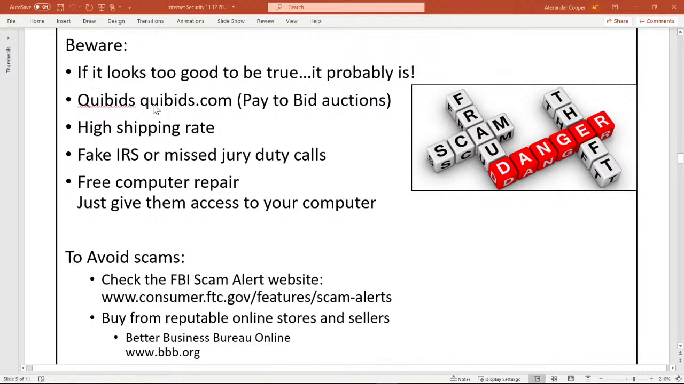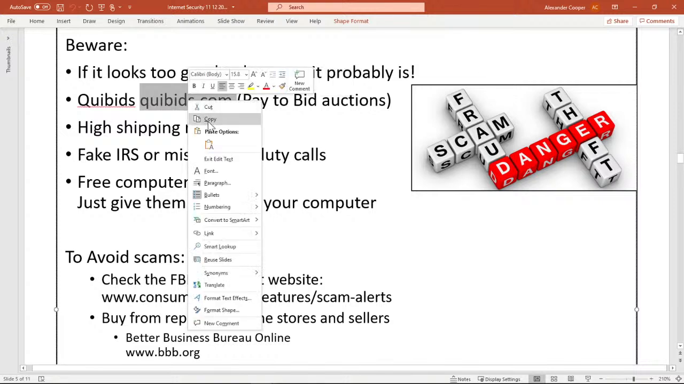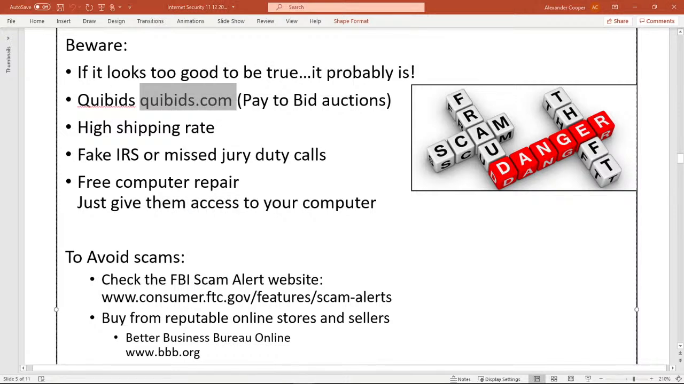Other ones are businesses like QuiBids. I won't specifically say it's a scam, but QuiBids and Deal Dash, let me show you that and I'll talk about it for a second. It looks like they're auction sites, but they're really not. Basically the way they work is you pay money.